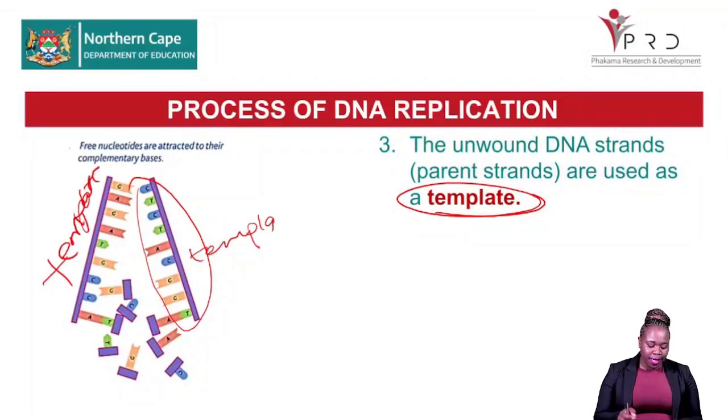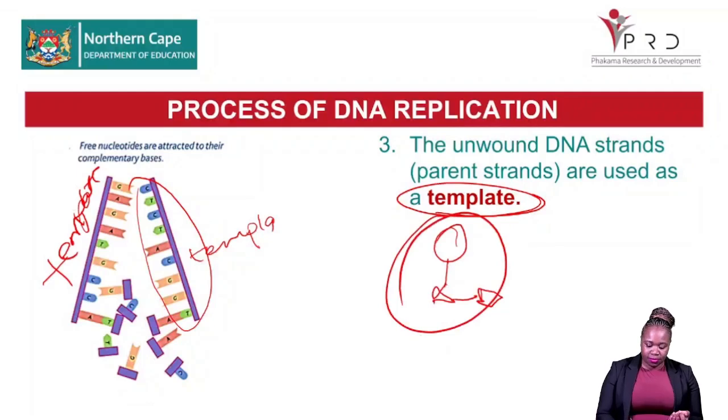When we have these templates, the free nucleotides, remember, nucleotides are the building blocks. Remember, when we speak about building blocks or the monomers of a DNA molecule, we talk about those nucleotides. A nucleotide, remember, is made up of a phosphate, a sugar, and a nitrogenous base. Now, this nucleotide is going to come in, and then the nitrogenous base of that nucleotide is going to attach to the nitrogenous base of the template of the original DNA molecule.